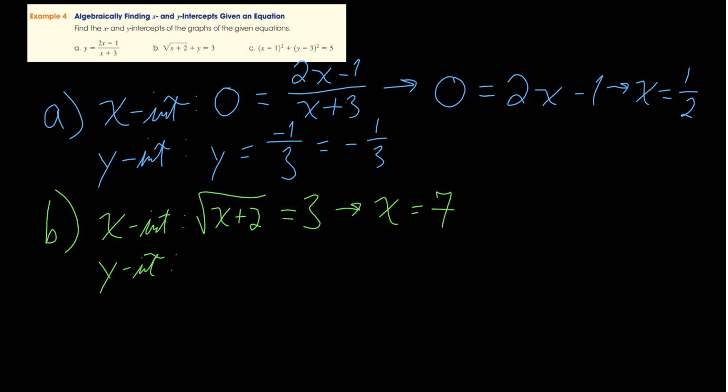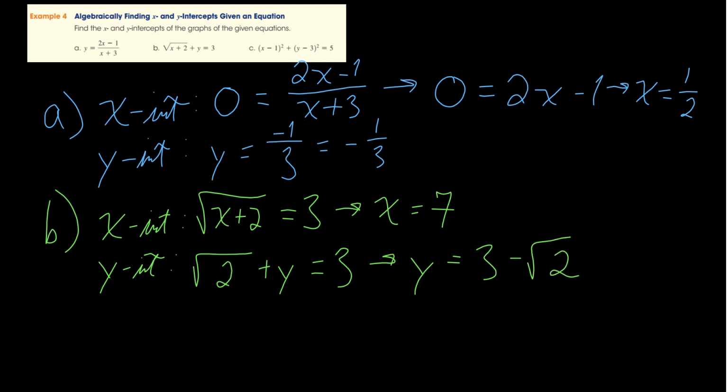I'm going to replace all my x's with zeros, because to find the y-intercept, I set x equal to 0. So I'm going to have the square root of 2 plus y is equal to 3. And I'm going to subtract the square root of 2 from both sides. So I will have y is equal to 3 minus the square root of 2.